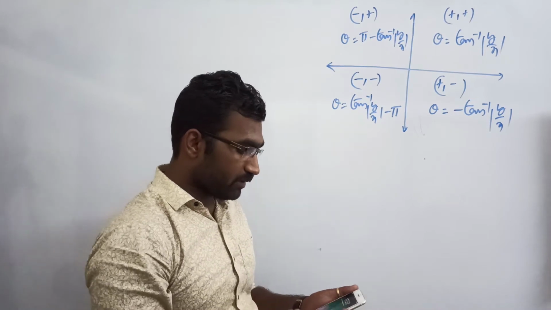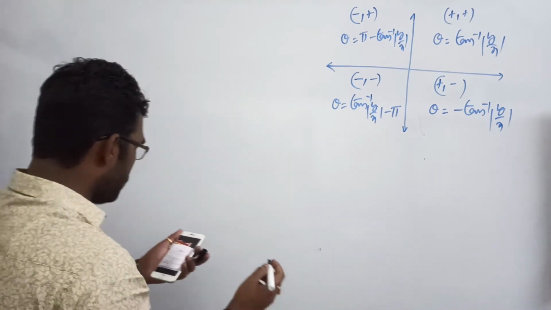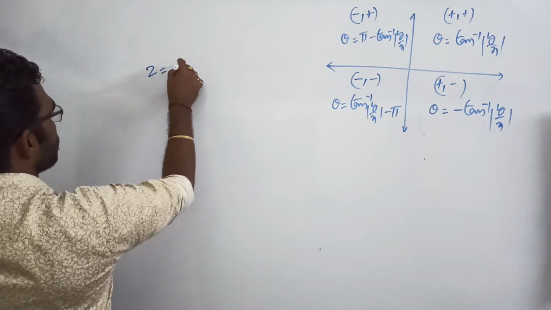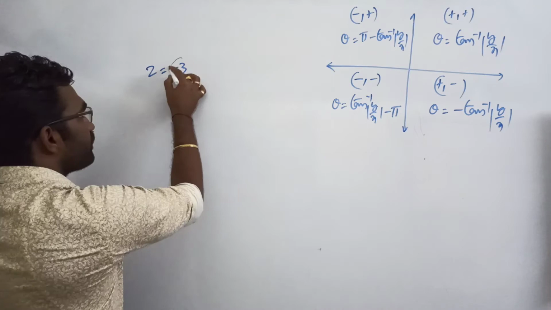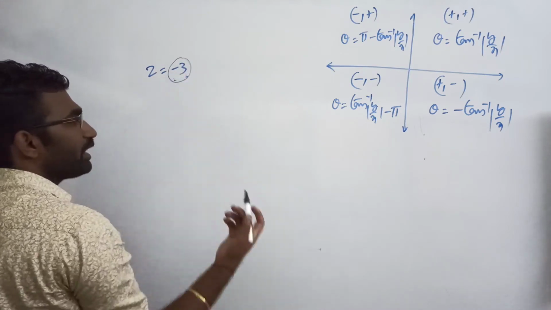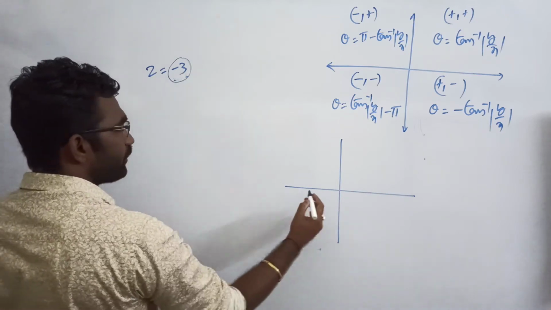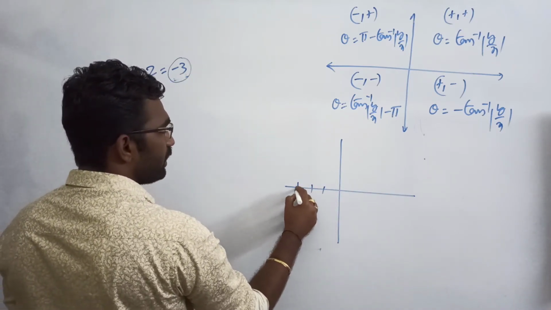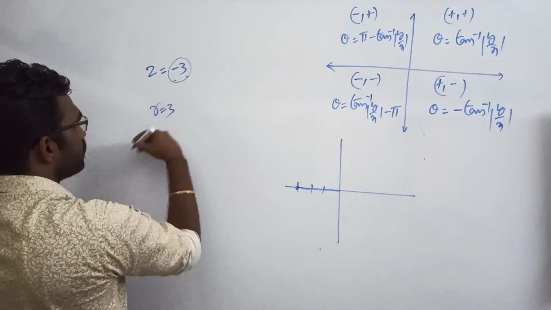Next question: z equals minus 3. In the previous video I discussed how to find r and theta if it is a purely real number. So if this is the x-axis and this is the y-axis, minus 3 will lie here. What is the distance from the origin? Therefore r is equal to 3.